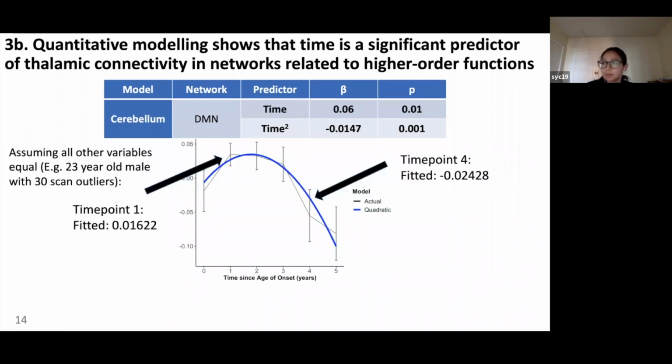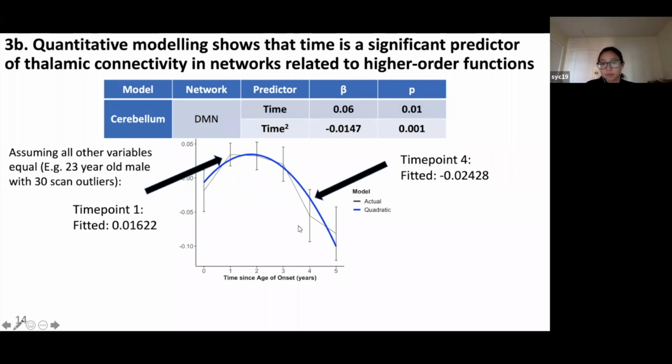So we look at Thalamo-Cerebellar DMN connectivity as an example here. So assuming all other variables remain equal, for example, if you have 2 participants that are both 23-year-old males with 30 scan outliers. So if the first participant has a duration of illness of only 1 year, so data was collected at time point 1, then their Thalamo-Cerebellar DMN connectivity is predicted to be 0.0162.